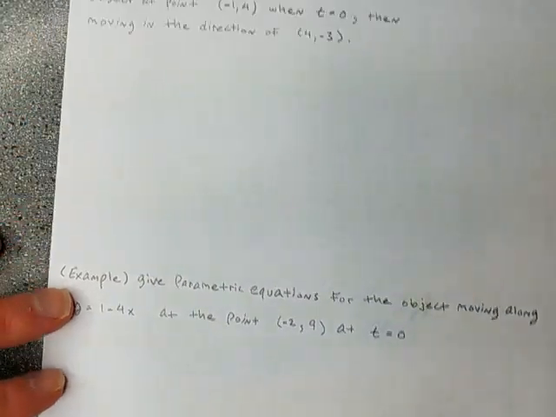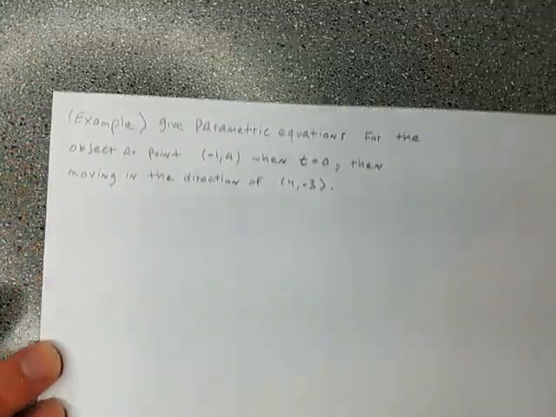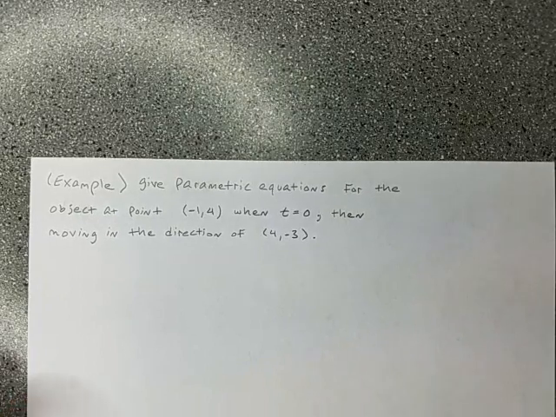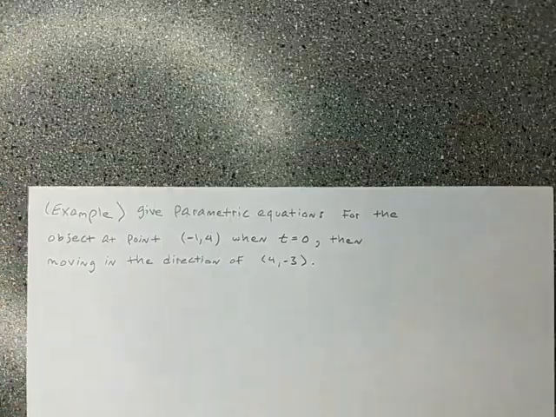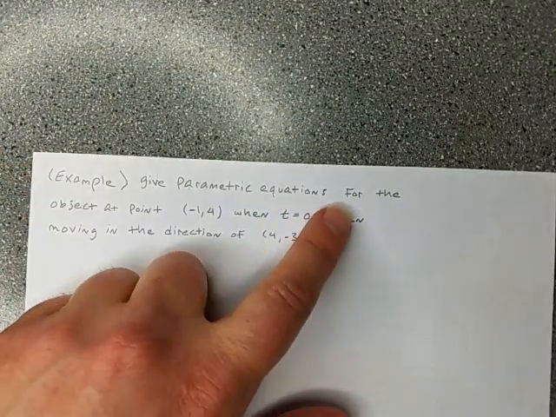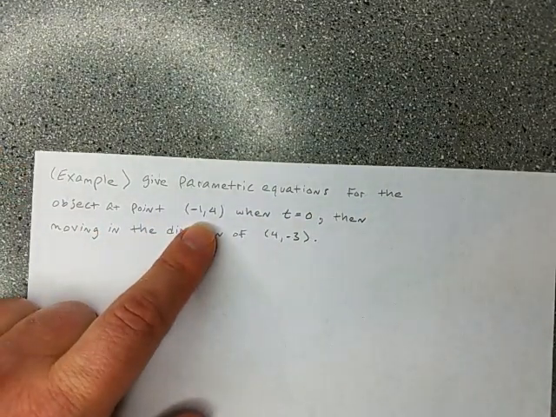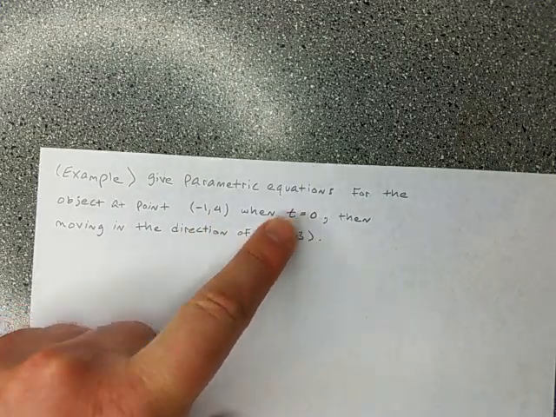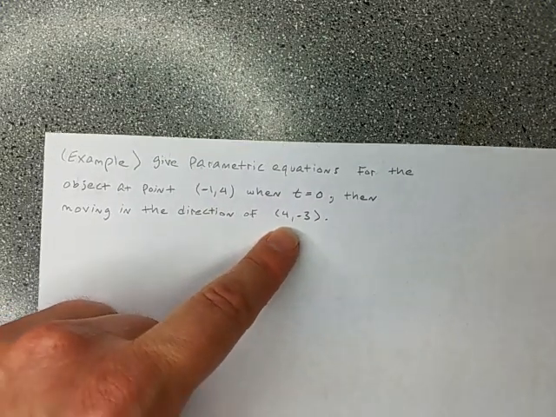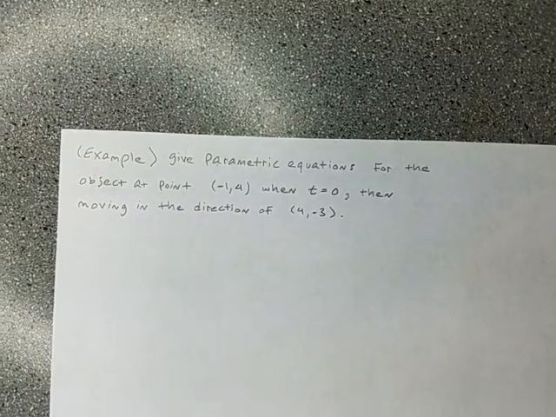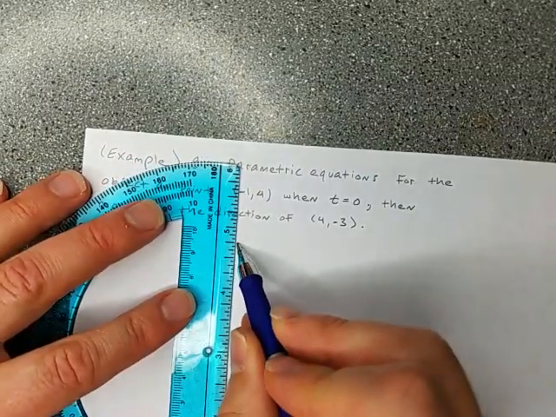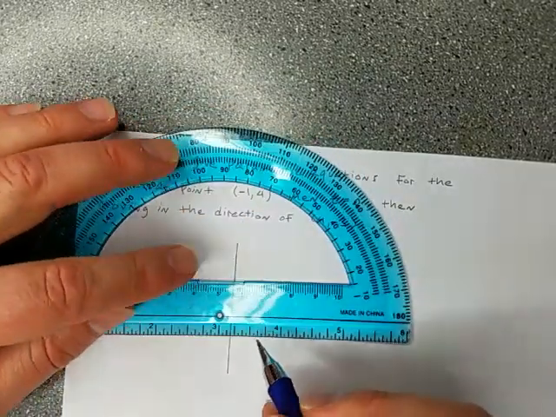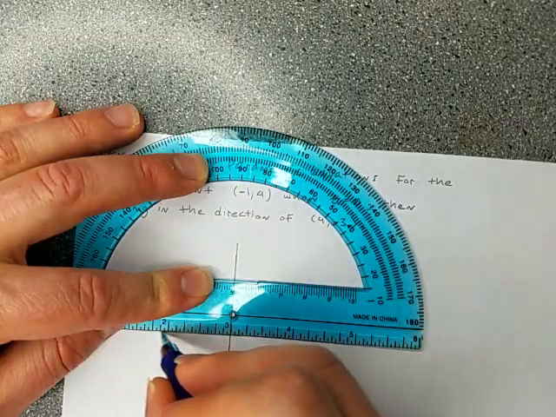Now, let's do two together that have some similarity between them. And then I'll give a little bit of fine print about this last one. All right, so this one says, give parametric equations for the object that's at point -1, 4 when t is equal to 0, and then it moves in the direction of 4 and -3. So let's think about that. I think for this one, I should probably start with a picture.